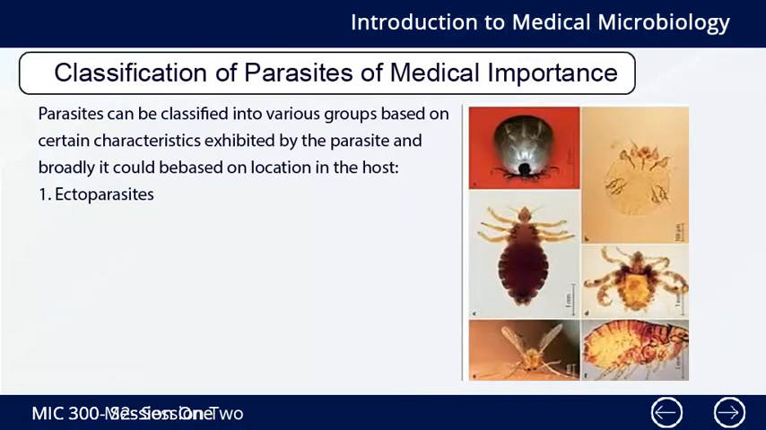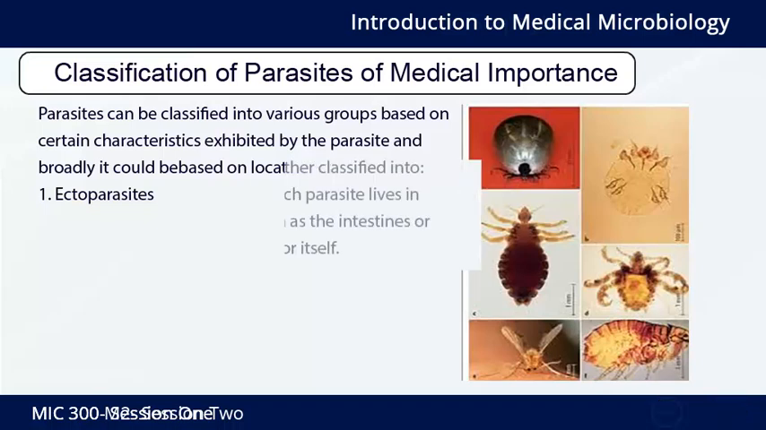Classifications of parasites of medical importance. Parasites can be classified into various groups based on certain characteristics exhibited by the parasite, and broadly it could be based on location in the host. Number 1, ectoparasites. The parasites live on the surface of the host, e.g., lice, ticks, and fleas.